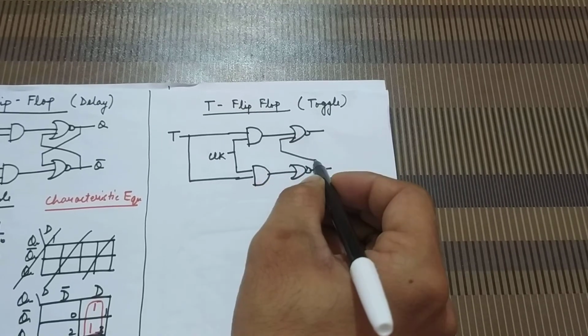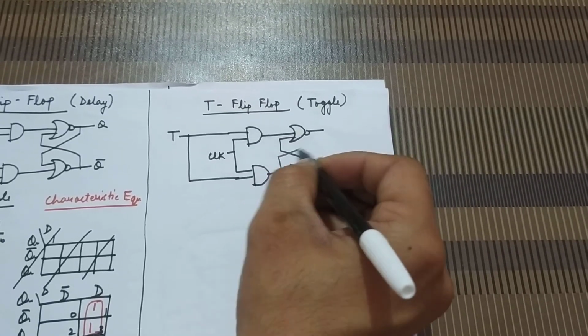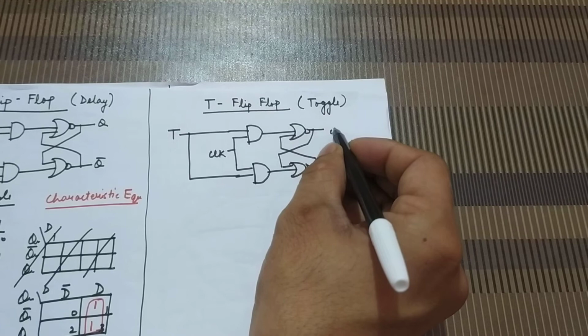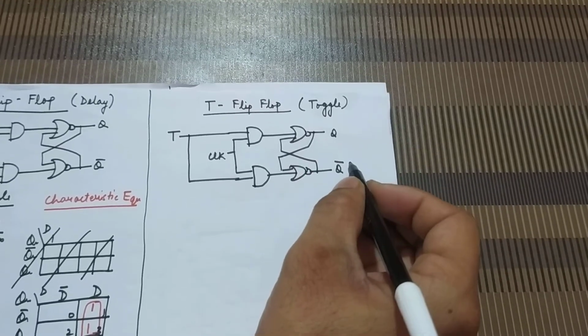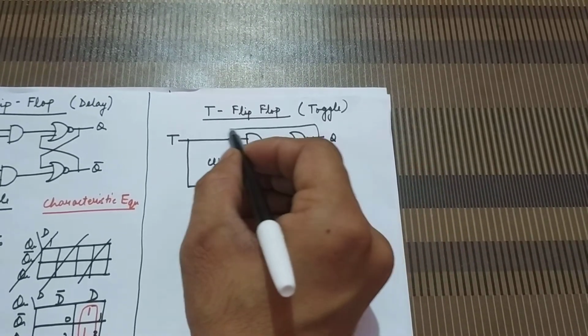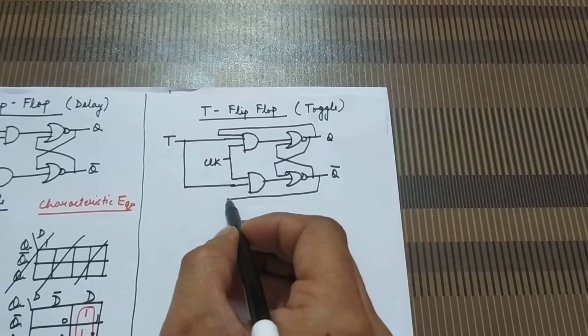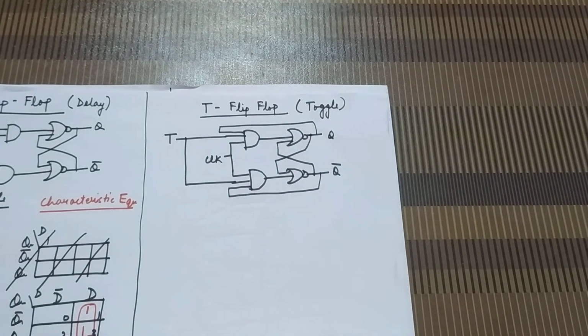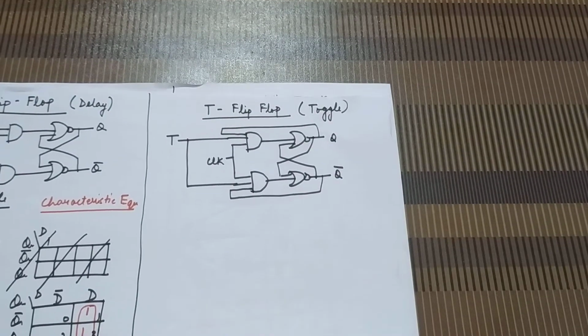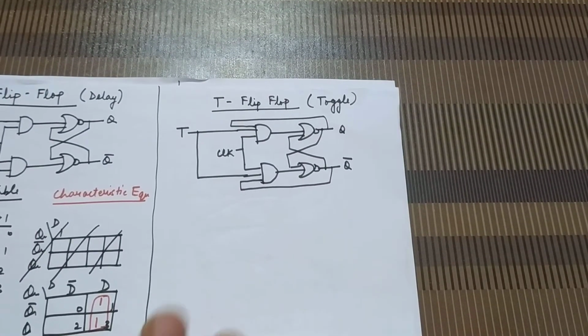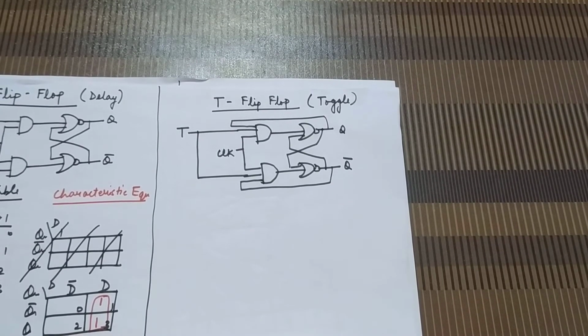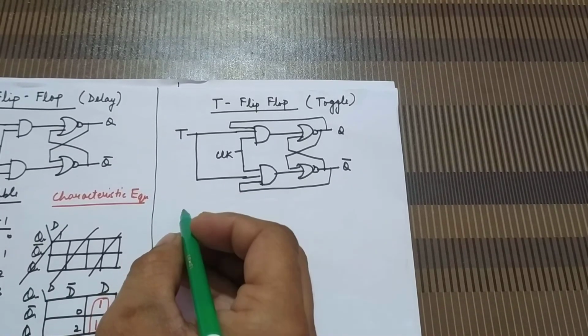For this Q, this is Q bar, and the feedback. Okay. So this is a proper circuit diagram for T flip flop. Now we will be taking the characteristic table.